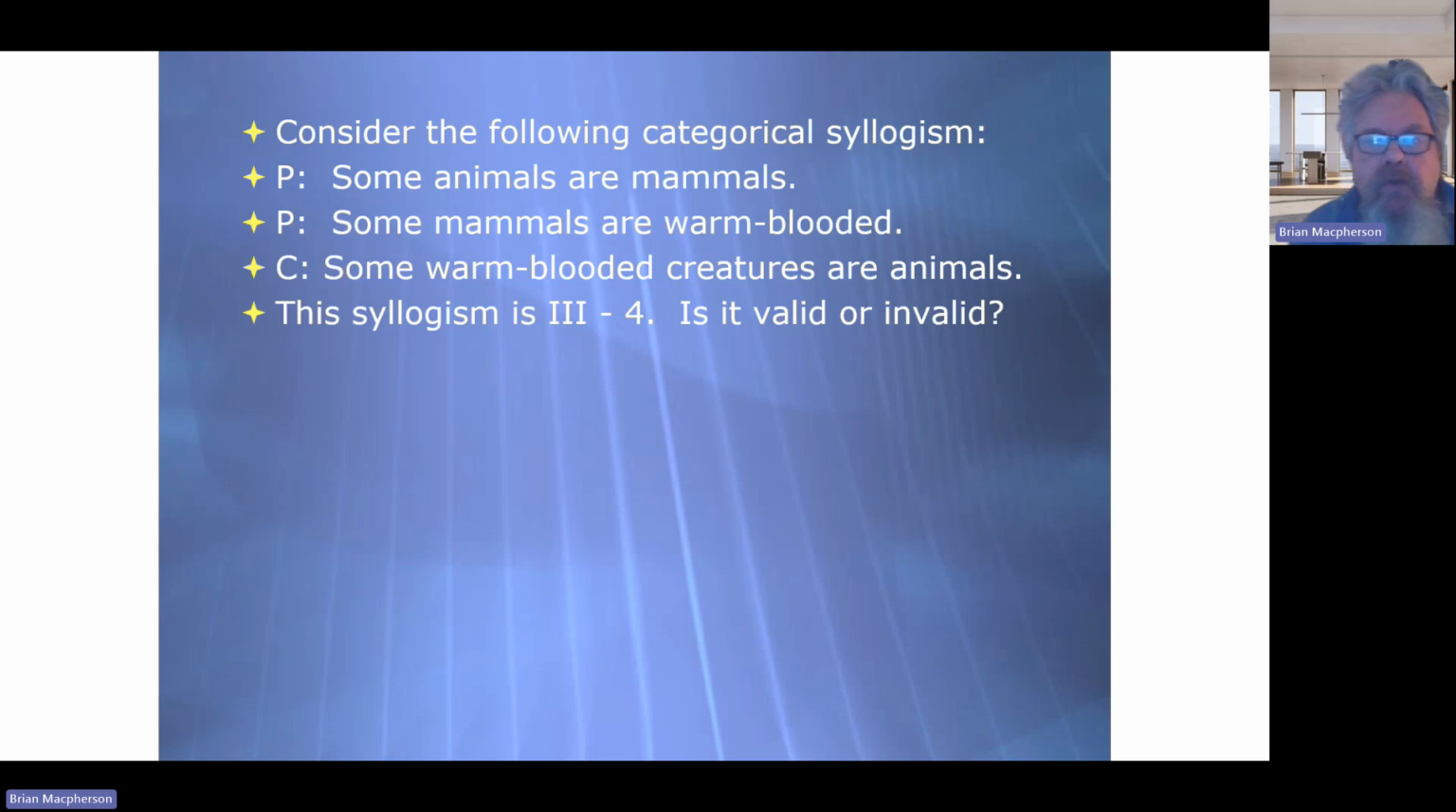And then you see the mood. What are the propositions? You have four kinds of propositions: A, E, I, and O. So here, all three propositions are I. So it's I dash 4. All right. So that's the categorical syllogism. So now we're going to use Venn diagrams to see whether it's valid or invalid. And so let's go to the next slide.